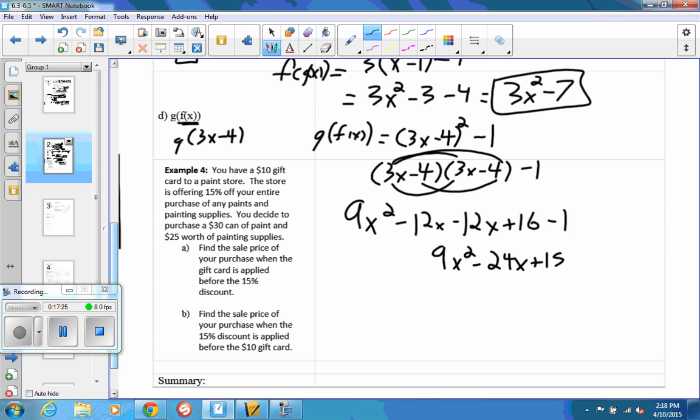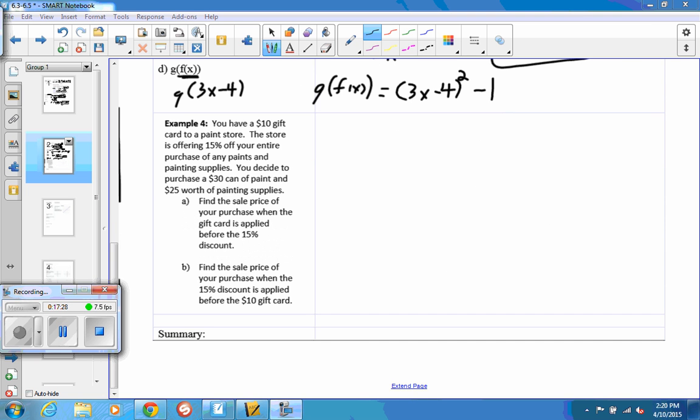Get this little last problem. Yes. You have a $10 gift card to a paint store. You don't actually know what's giving you a paint card. You'd be surprised. Super boring. Why do they do this? Why am I saying the stupid thing makes sense?